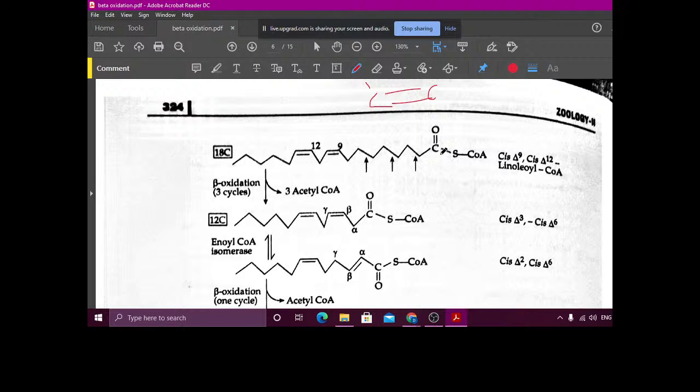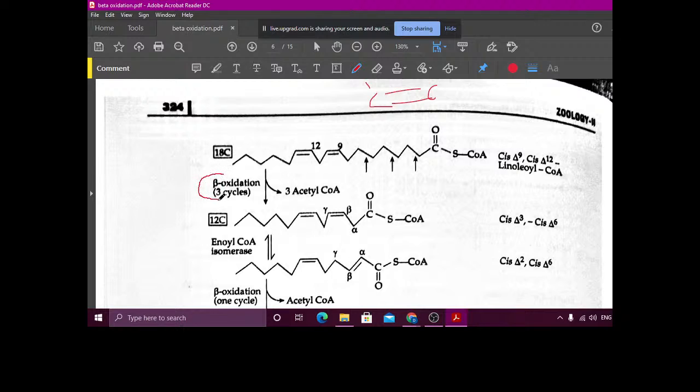What we have here is linoleic acid. It has 18 carbons, and on the 9th carbon there is a cis double bond, and on the 12th carbon you have another double bond. Let's count the number of carbons: 1, 2, 3, 4, 5, 6, 7, 8, 9, 10, 11, 12, 13, 14, 15, 16, 17, 18. So it's 18 carbons, no doubt about it.